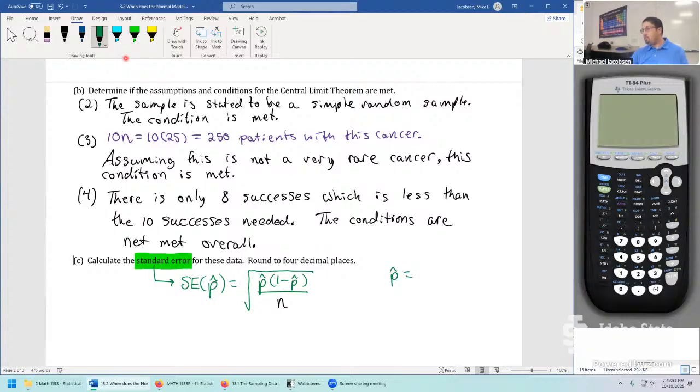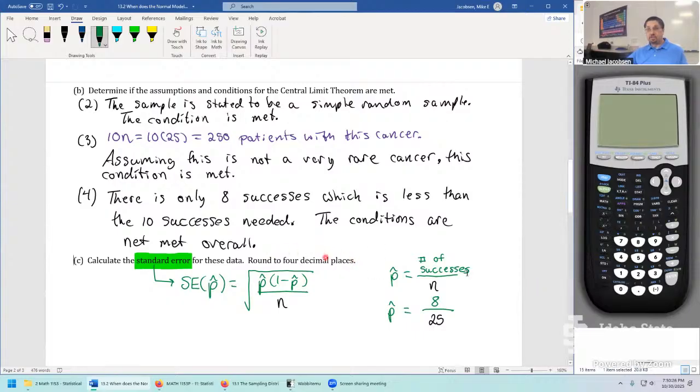You have to actually calculate p-hat itself. P-hat is going to be the number of successes divided by the sample size. The sample size is n, so this is going to be something divided by 25. But we have here just listed out, there are 8 successes in the sample. So p-hat is the number of successes divided by n, which then turns into 8 divided by 25.